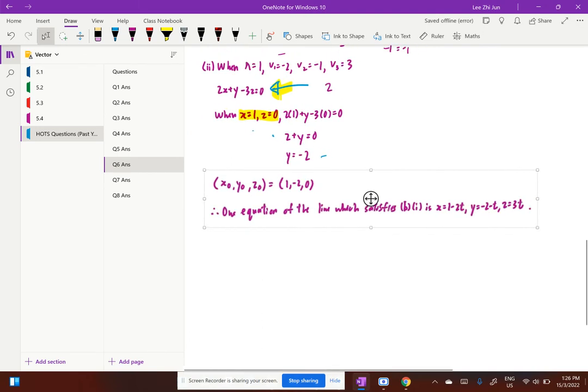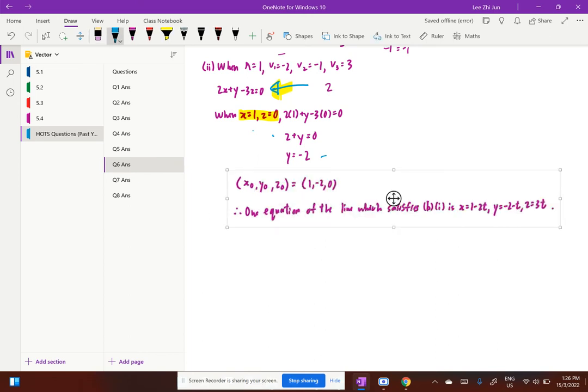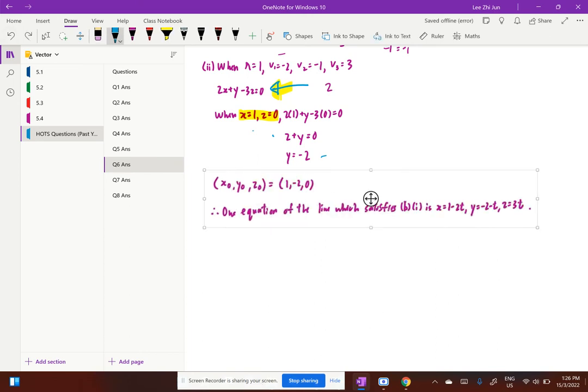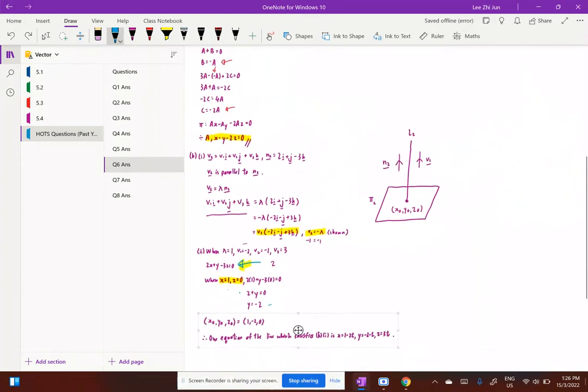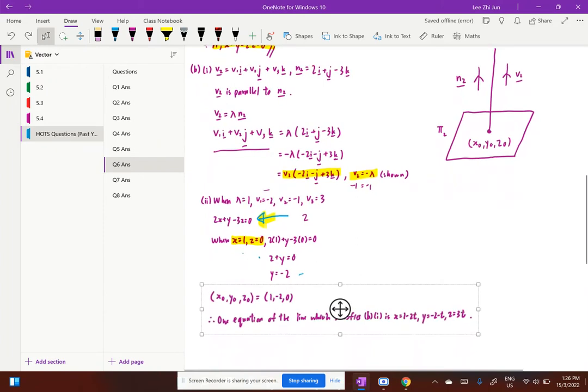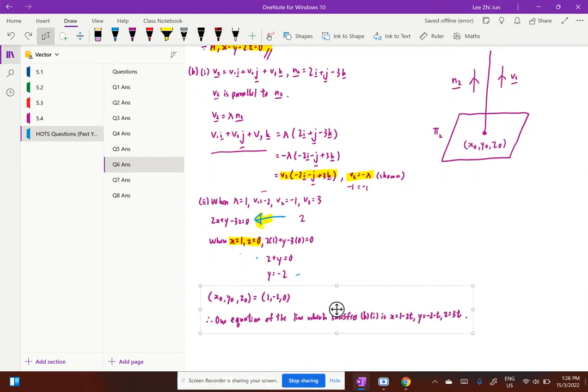So one equation of the line that satisfies this b1 is x equals 1 minus 2t, y equals negative 2 minus t, z equals 3t. Yeah. I hope this doesn't come out in our PSPM. This is hard. Especially this b2.